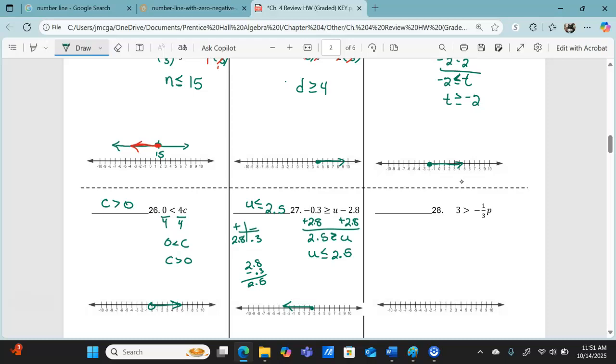Number 28, to get rid of this negative 1/3, I'm going to multiply by negative 3 over 1 or just negative 3, however you want to look at that. They are the same thing. So I get negative 9, change the direction of the inequality because I multiplied by a negative, is less than p. So when we rewrite this so that we can draw it easier, we have p is greater than negative 9. So an open circle at negative 9 and going that way.